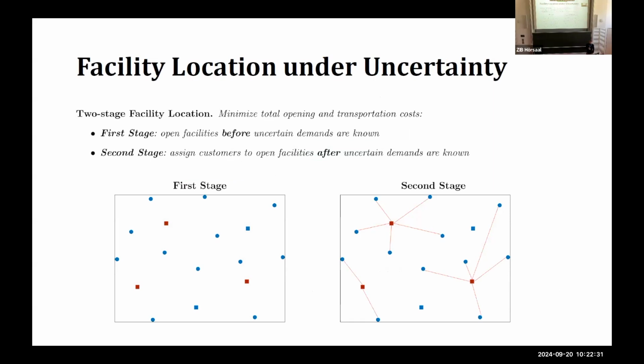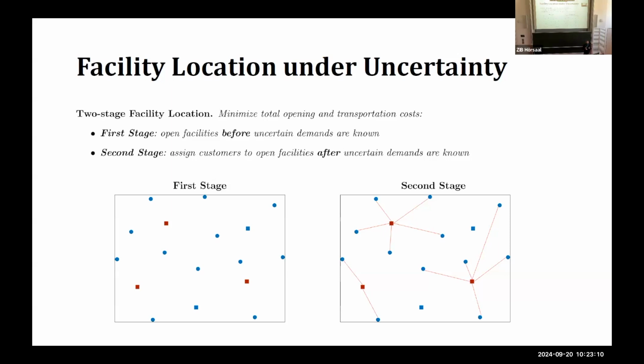There are many applications where uncertainty appears in your problem, and one example is the facility location problem. Here you have two decisions. You have a lot of possible locations for your warehouses, let's say, and you have a lot of customers. These are the circles. In the first stage, what you have to do here and now is decide which of the facilities to open. So you decide, okay, this one and this one I open.